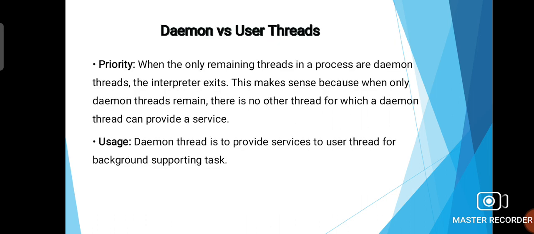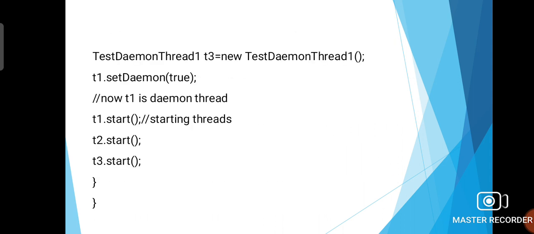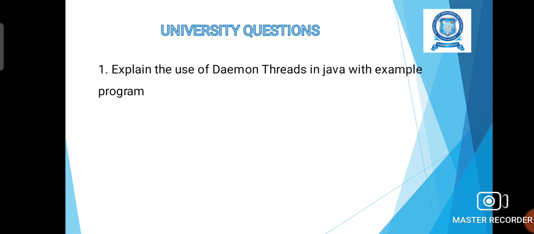So that's all about the topic. Daemon threads also have priority levels, but when compared to the user thread, the daemon thread will have the least priority. Okay, so from this topic we can have the question like: explain the use of daemon threads in Java with example program.